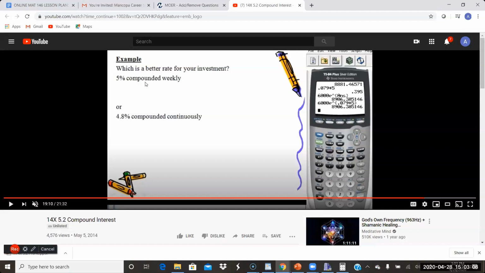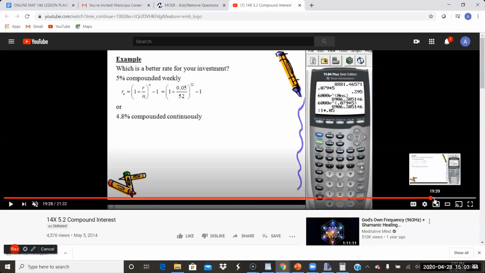Okay, so for the first one, it says compounded weekly. So you have to use that R_e, right? 1 plus R over N, to the N, minus 1. If you fill in those numbers, they tell you 5%, so that's where that 0.05 comes from, because that's where the R goes. And then it says weekly, so that's where the N goes. This is just plug and chug. Put this in your calculator and take it to the power of 52, and then subtract 1, okay?